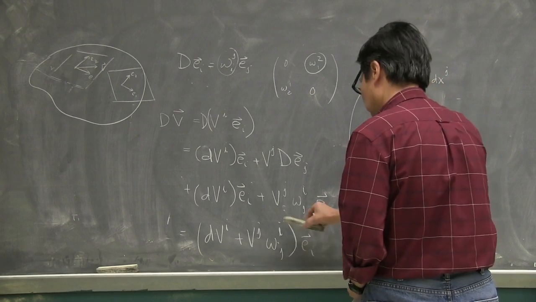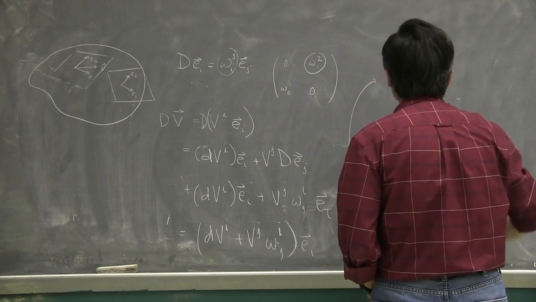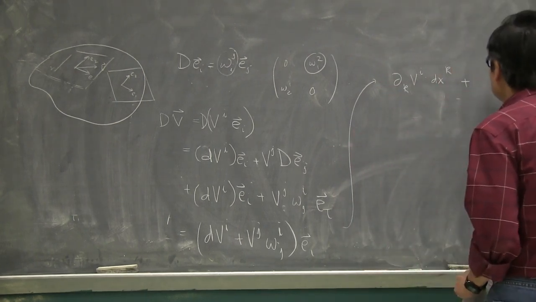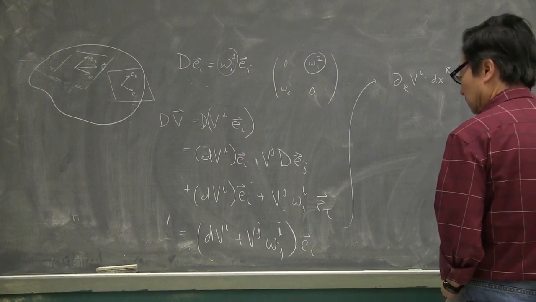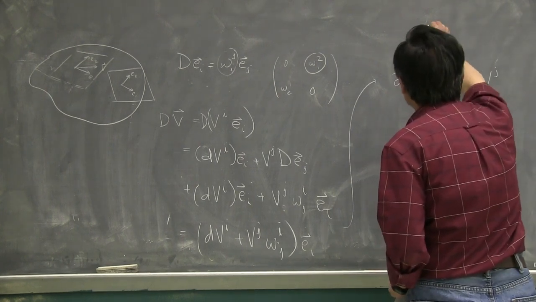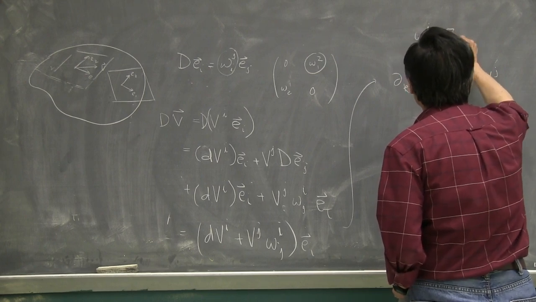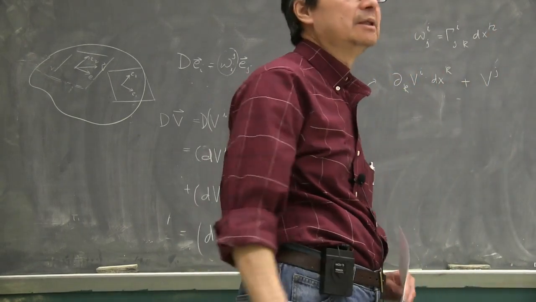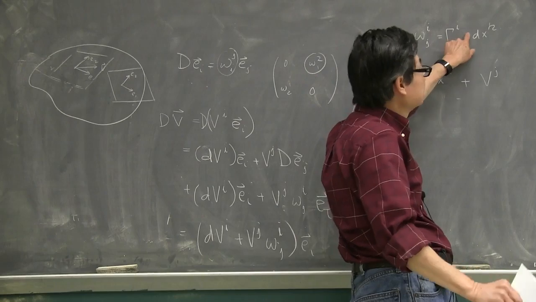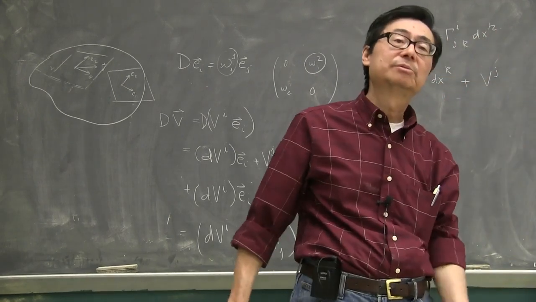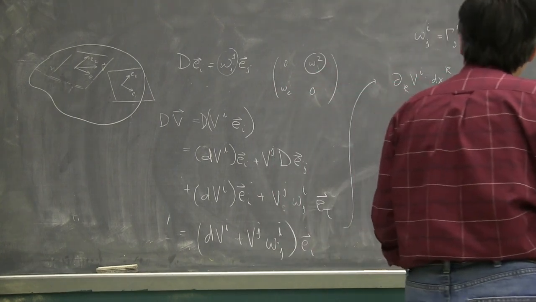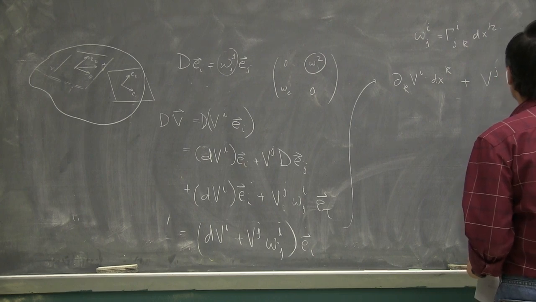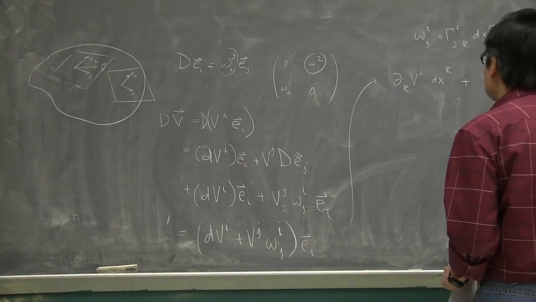Let me write this as a k because my j has been used here already. Plus Vj. My omega ij, this is why I introduced my Christoffel symbols, gamma j, I, k, dxk, like so in general. So this is a differential form in general, so the Christoffel symbols are all functions of the coordinates also. Okay? And so this is gamma j, I, k, dxk. Factor out the dxk.